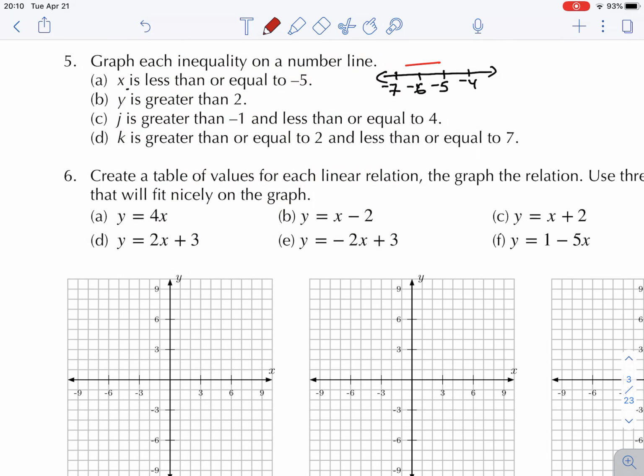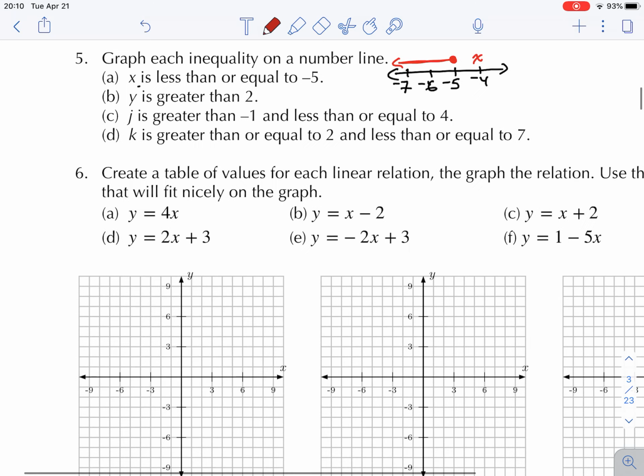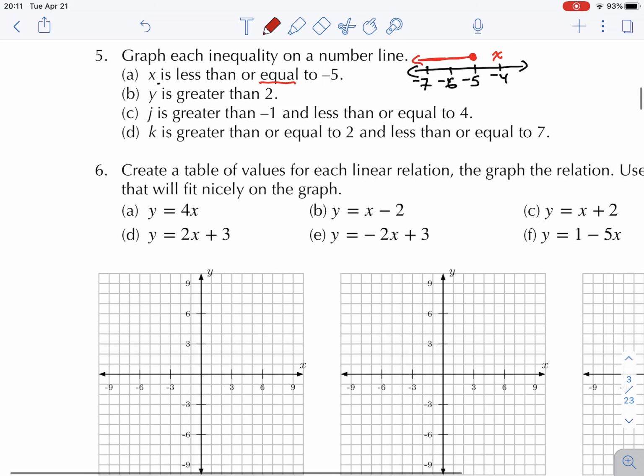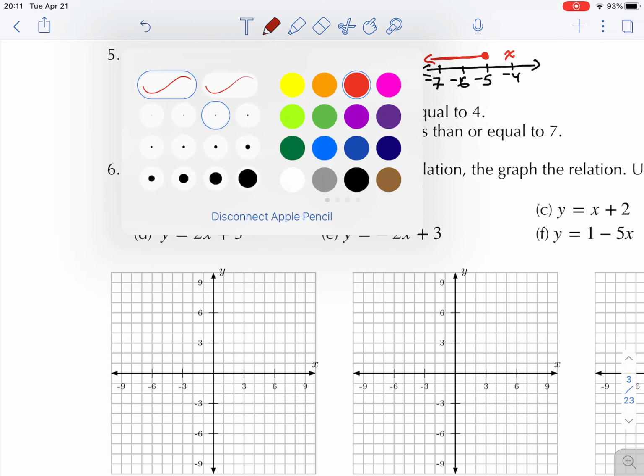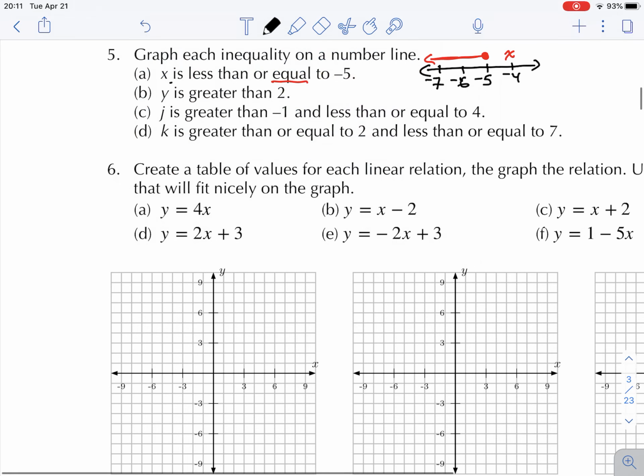Now, X is less than or equal to negative 5. So X is going to be on this side of negative 5. Now, because X is less than or equal to negative 5, we put a solid dot at negative 5, indicating that X could be negative 5. But it could also be anything to the left. It's our variable X. When we can include negative 5 in our inequality, so it's got this equal sign here, we put a solid dot. When it can't be included, we put an open dot.